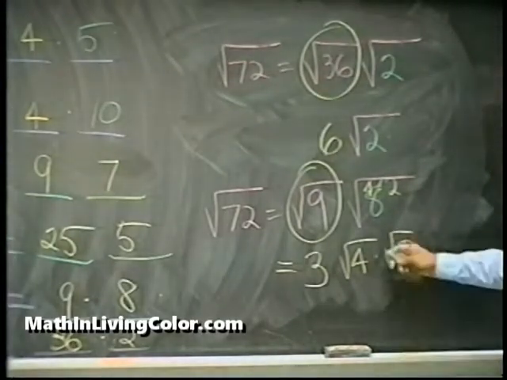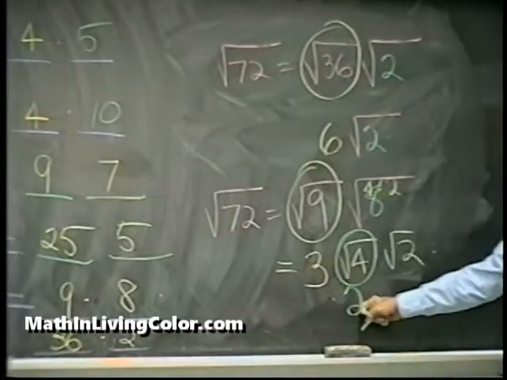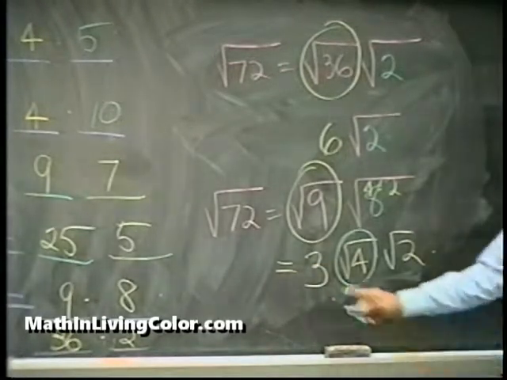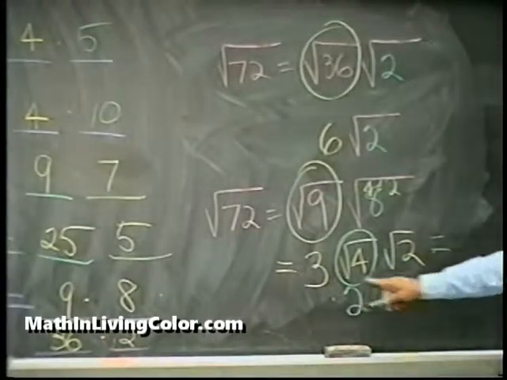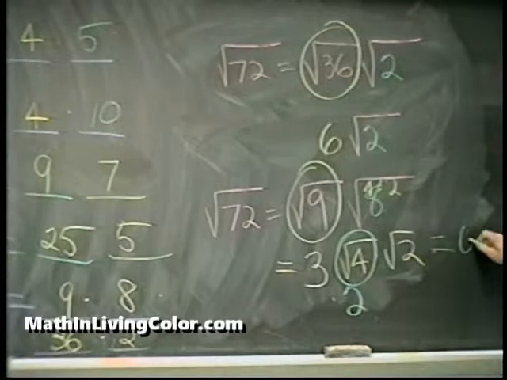Now, what's the square root of 4? 2. And what's 3 times 2? 6. So what do you end up with for an answer here? 3 times 2 is 6 times the square root of 2.